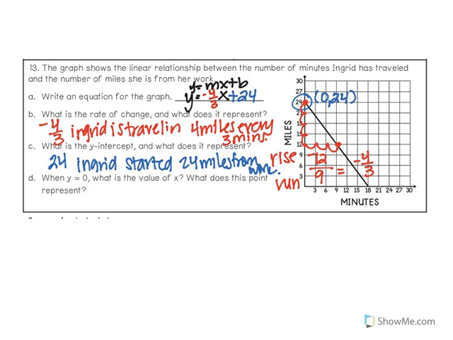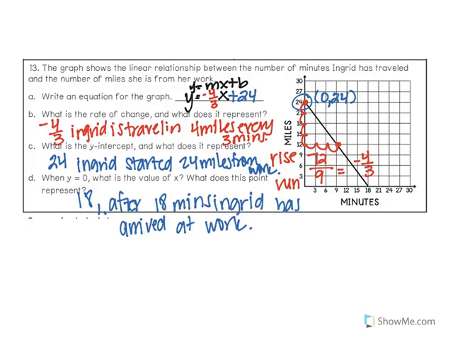When y is 0, what is the x value? That's going to be, what does the point represent? When y is 0, my x is 18, and then that's after 18 minutes, Ingrid has arrived at work. So a lot of this is stuff that we've already learned, but we're now going through that y and x and those main points of the y-intercept and the x-intercept and what do they represent.